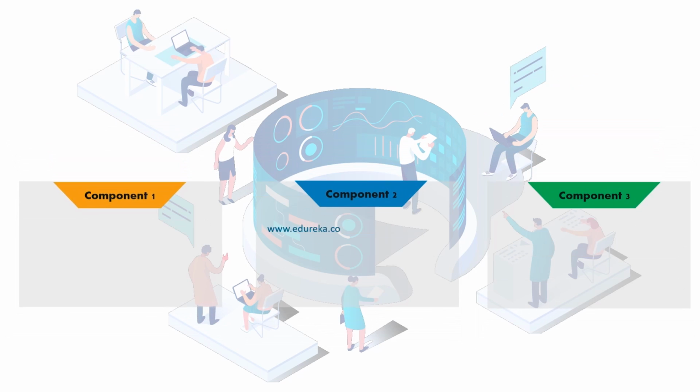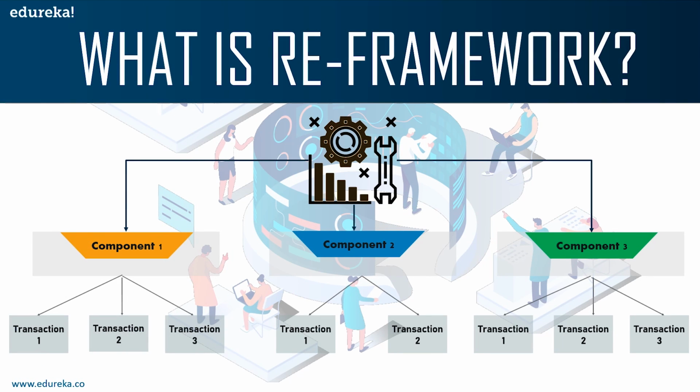So basically, if you have understood from my example, then each business process is basically a collection of components, and further, the components are a collection of transactions.